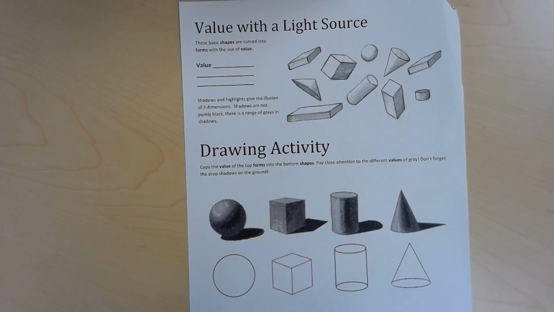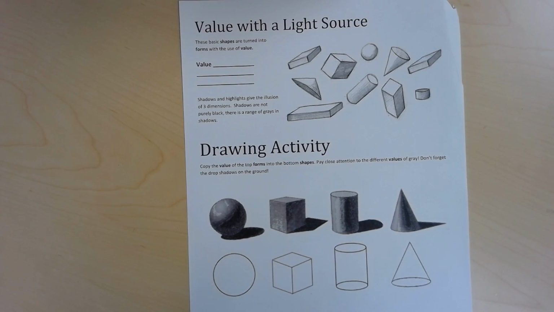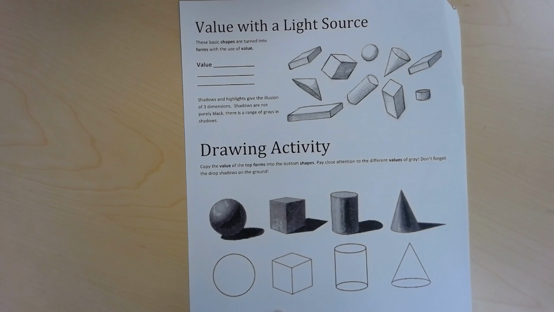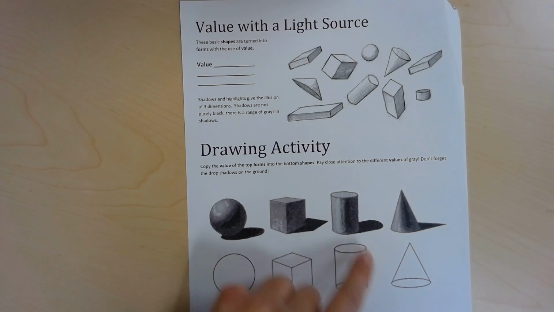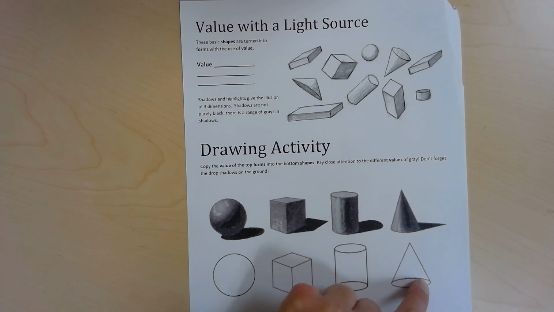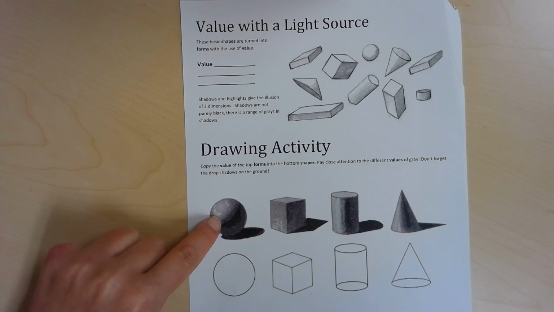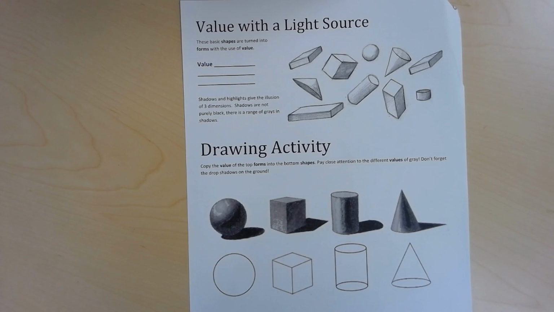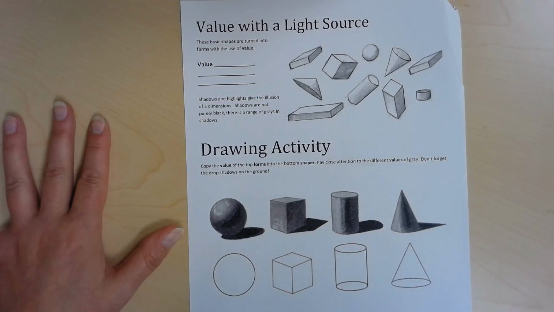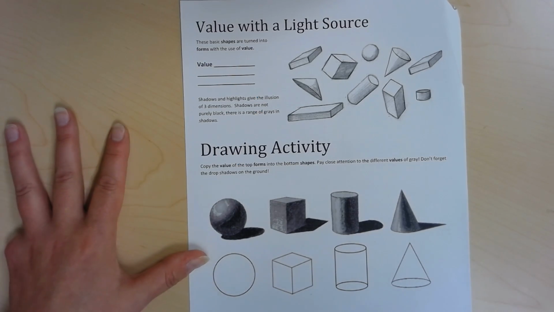The drawing activity on this page is where we're going to end today, which is to copy the value of the top forms into the bottom shapes, paying close attention to the different values of the gray so it's not all pure black, and don't forget the drop shadows that are on the ground. So you're going to want to add those shadows in as well as you are shading in the sphere, cube, cylinder, and cone. Okay? This is going to take a little while to complete. You can do it with your number 2 or 2B pencil, and that's totally fine.